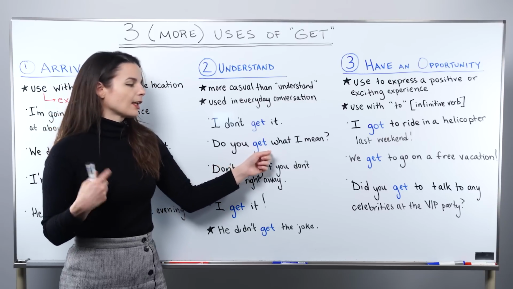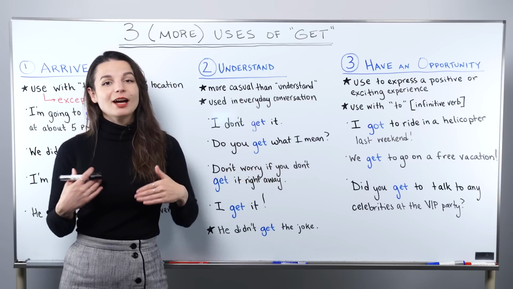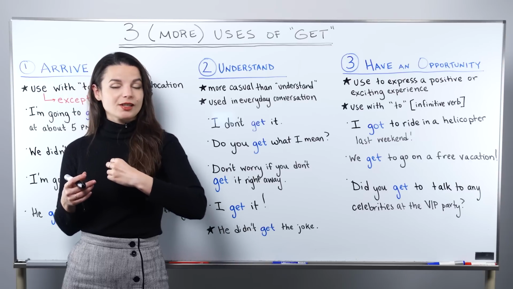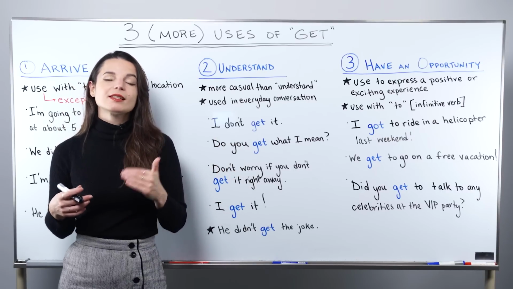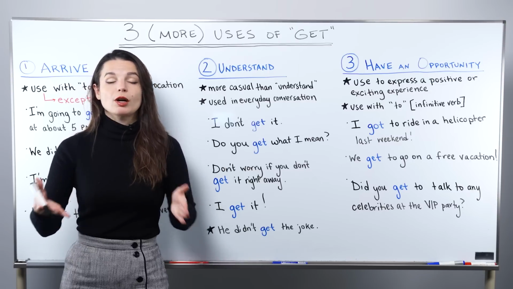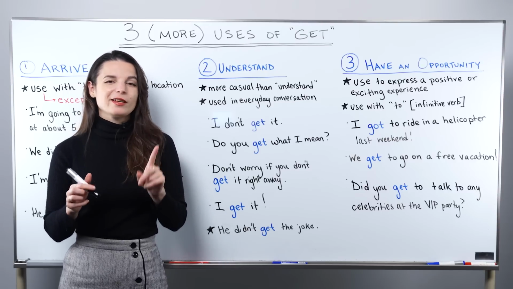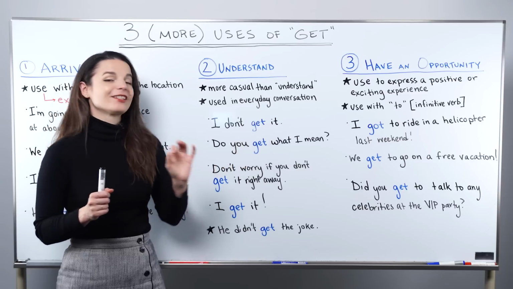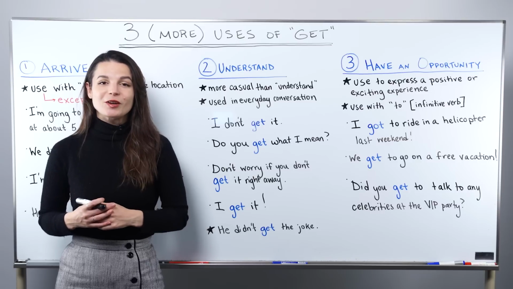So here, get, again, means understand. Do you understand what I mean? Do you understand what I am trying to say? So you're checking the other person's understanding. Of course, using understand here again is okay to use, but this sounds much more friendly. So if, for example, you're teaching your coworker how to do something new and you want to check and make sure they're okay, you can say, do you get what I mean? Or do you get it as well? You can use this part here, just do you get it, to check their understanding. So this is another good one to use.